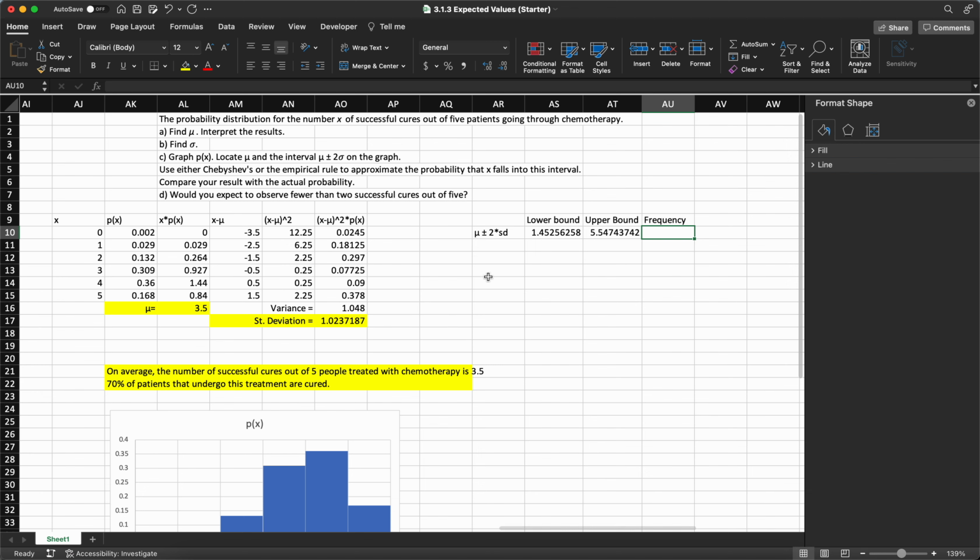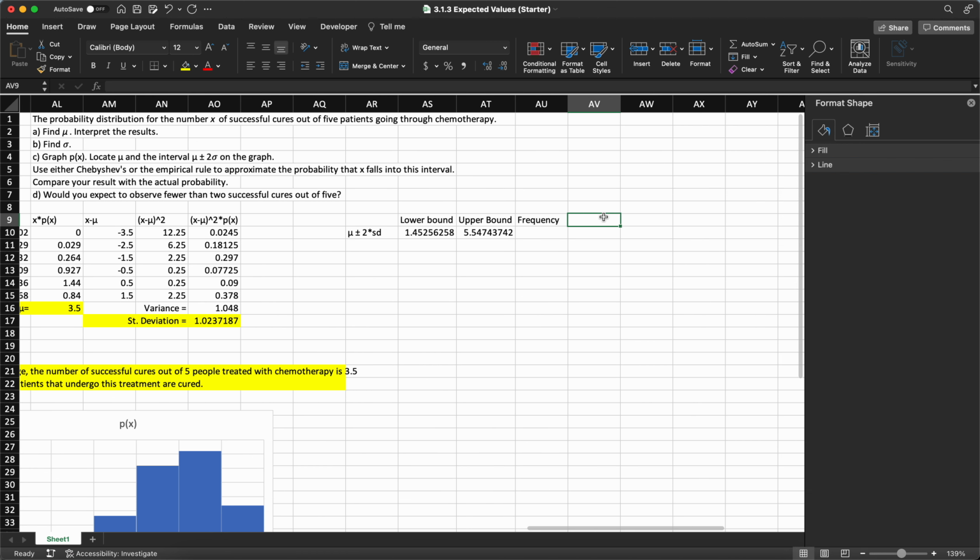So according to Chebychev's rule, we're 2 standard deviations away. So there's at least 75% of our data there. According to the empirical rule, we're 2 standard deviations away, and so that would be 95% of our data.